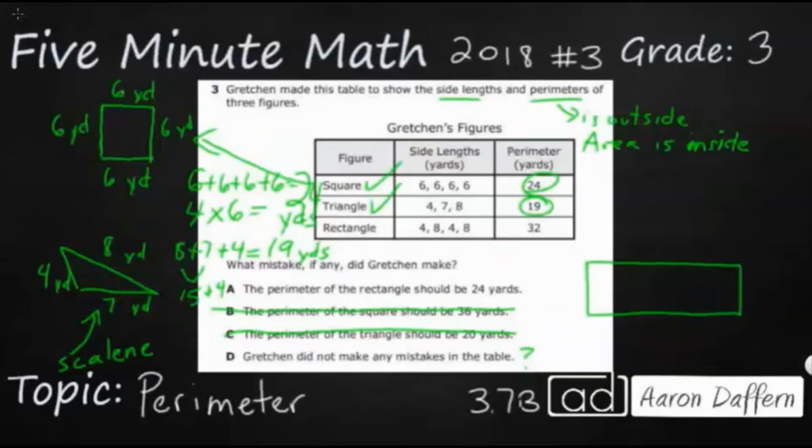It's also a parallelogram because it has two sets of parallel sides. And the special part about this parallelogram is that it's got four right angles or four 90-degree angles right here. That's what makes a rectangle a special type of parallelogram. So we've got two sides that are 4 yards each, two sides that are 8 yards each.